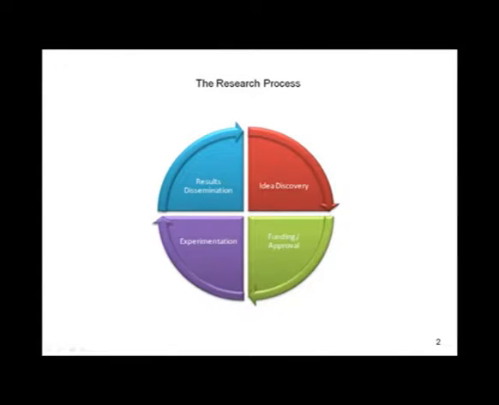In our model, the research process is broken down into 4 distinct quadrants of activity, each of which is supported by RIC. RIC has features which support the idea discovery, funding approval, experimentation, and the results dissemination stages of the research process.